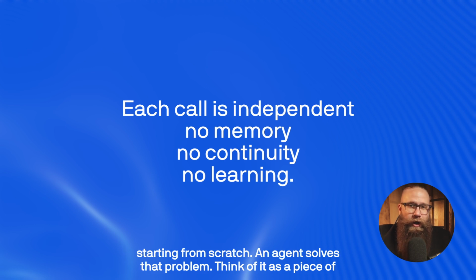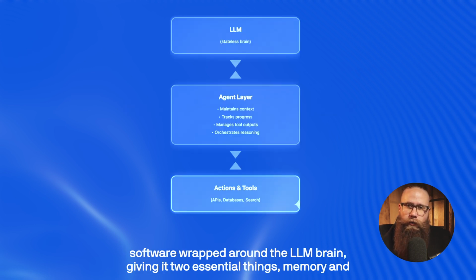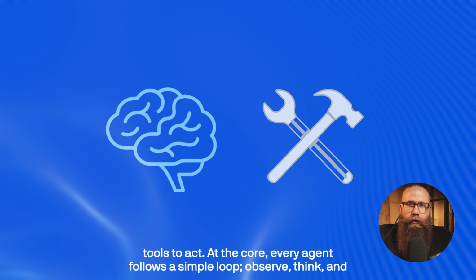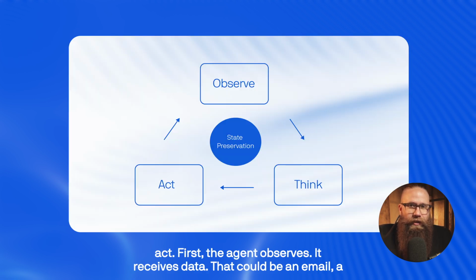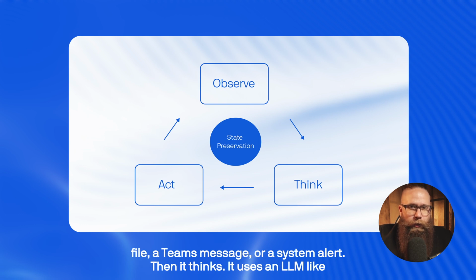An agent solves that problem. Think of it as a piece of software wrapped around the LLM brain, giving it two essential things: memory and tools to act. At the core, every agent follows a simple loop: observe, think, and act. First, the agent observes. It receives data. That could be an email, a file, a Teams message, or a system alert.